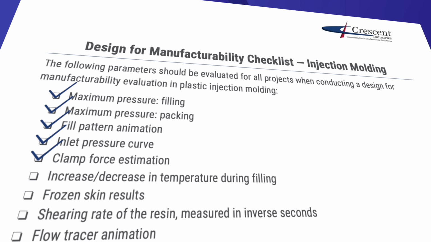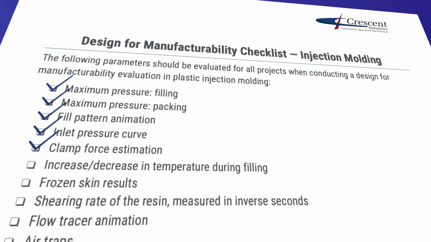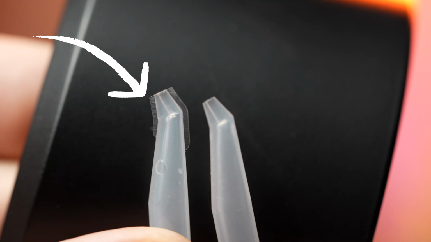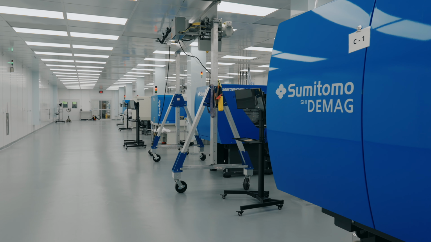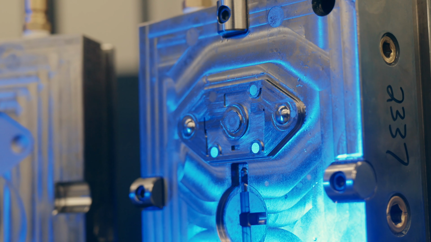Clamp force estimation tells us how much force is required to keep the mold closed during injection. If clamp force is underestimated, you get flash. If it's overestimated, you may be using a higher tonnage press than necessary or placing unnecessary stress on the mold itself. So because of that, proper clamp force estimation is key for both part quality and tool longevity.